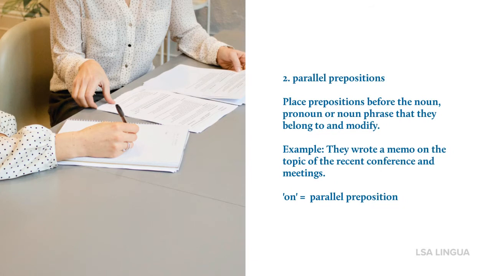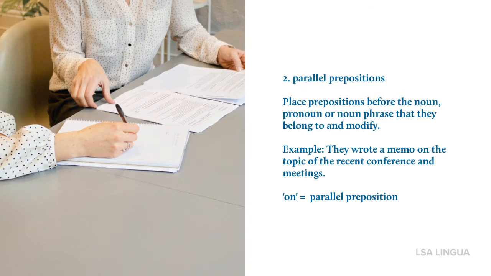Parallel prepositions. Those are prepositions that need to be used correctly and in parallel with the nouns or pronouns used in a sentence. The placement of the preposition is important in this regard. Place prepositions before the noun, pronoun, or noun phrase that they belong to and modify. For example, they wrote a memo on the topic of the recent conference and meetings.